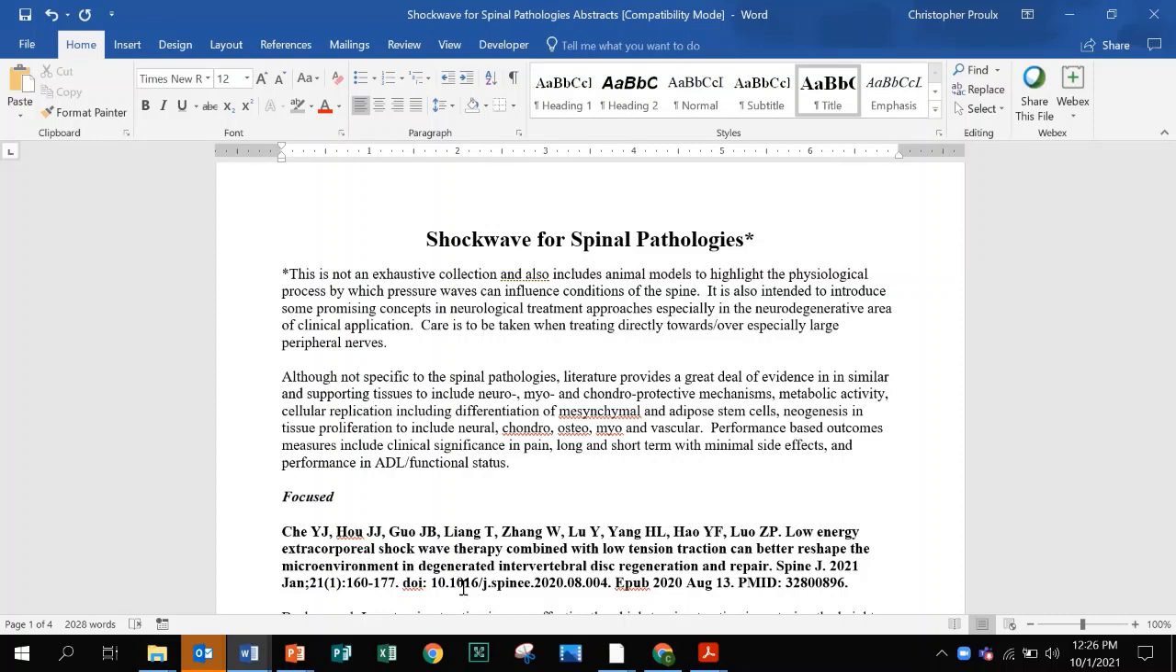So this is far from an exhaustive review, and it also includes animal models, which again, I know a lot of people don't really think that it's very helpful. But again, if you're evaluating the basic science literature, that's kind of where it starts, is the animal model approach to determine the efficacy and whether or not we should really move forward with something.